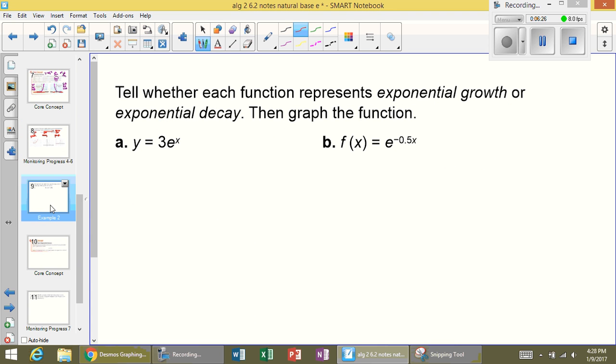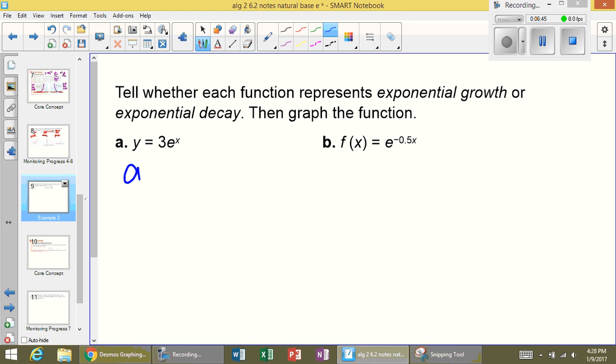Okay, so slide number 9, tell whether the function is exponential growth or decay, then graph the function. So you just saw me do 3 problems. It is your turn. Pause the video, do these 3 problems, graph it, and then come back and check your answer.